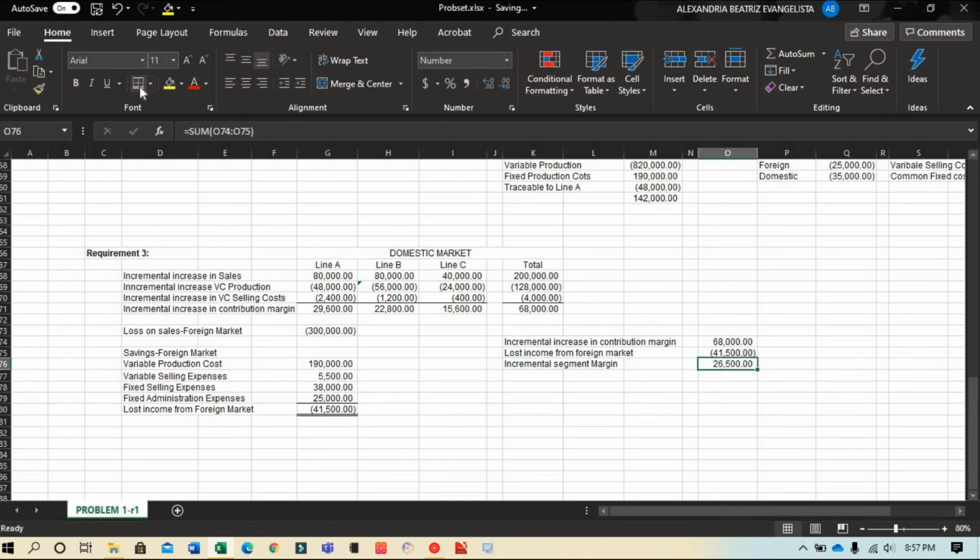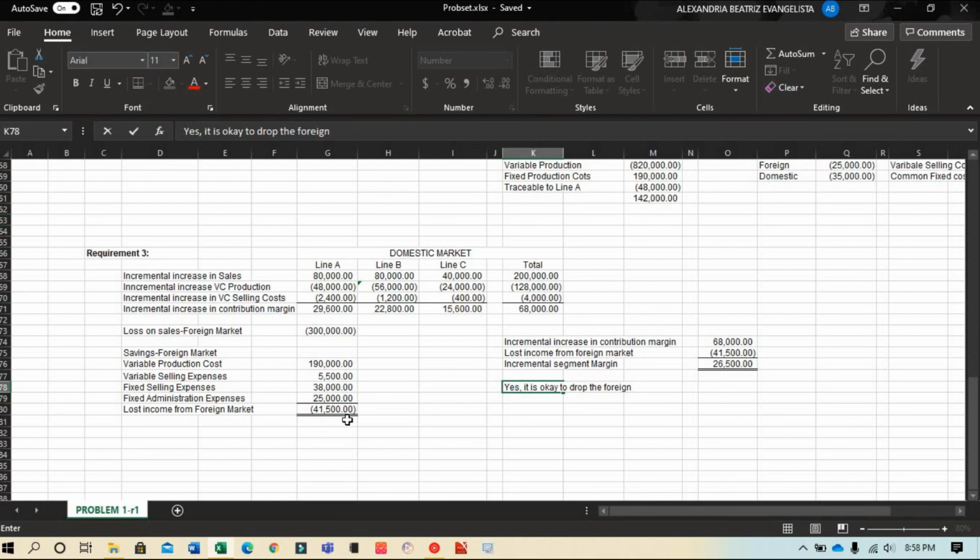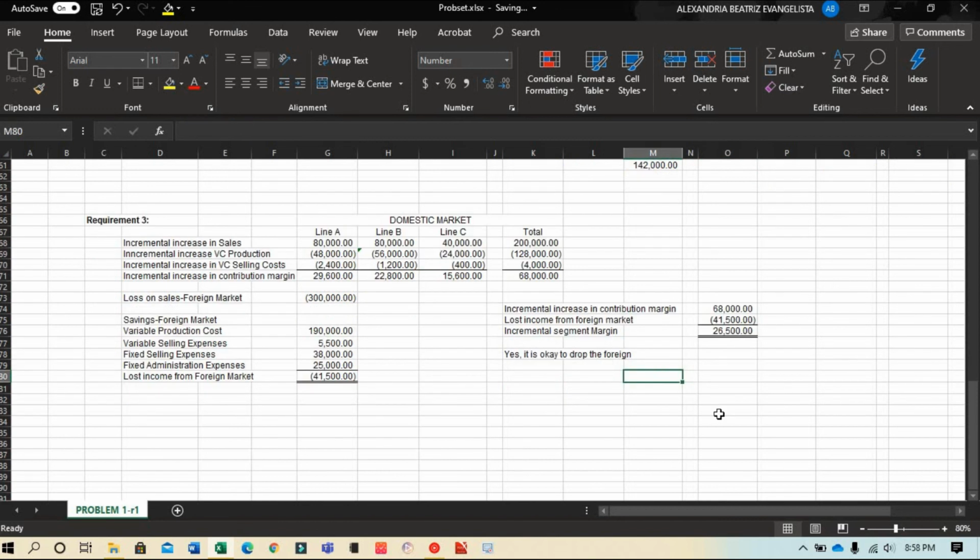So there you go. So answering the question, should the foreign market be dropped? The answer is yes. It is okay to drop the foreign market, because even though we've lost 41,500 income from the foreign market, at least we still have an incremental increase in the segment margin, which is 26,500. Okay, now let's proceed onto requirement number 4.